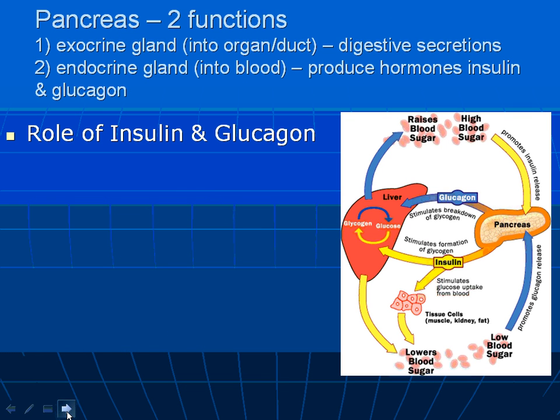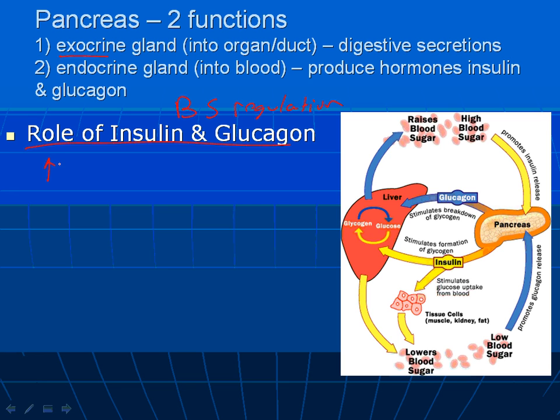Last thing that we're going to talk about is the pancreas, it has 2 functions. One is an exocrine gland and one is an endocrine. So what exocrine means is that whatever it produces, whatever hormone or molecule, it's going to go directly into the organ or the duct, whereas an endocrine gland, it goes directly into the blood. So that's things like hormones, like which one we're going to talk about now, insulin and glucagon. So this is a big role. So this is all about blood sugar regulation. As you can see, there's a little graphic illustration of what's happening here, but I'll give you the step-by-step here.